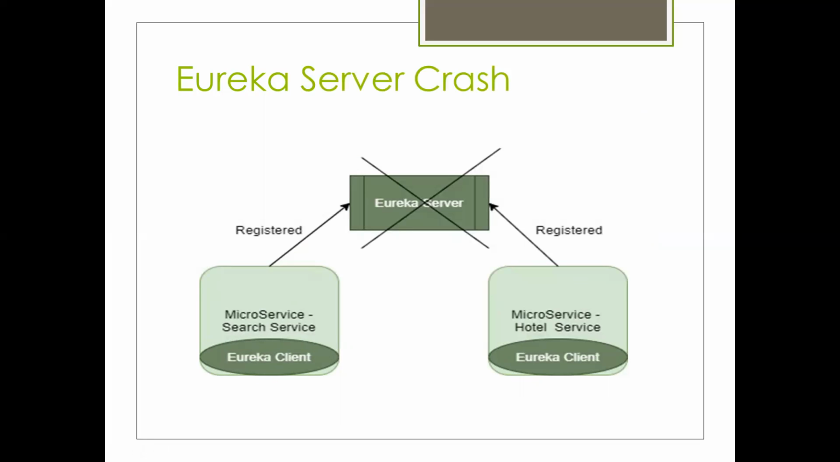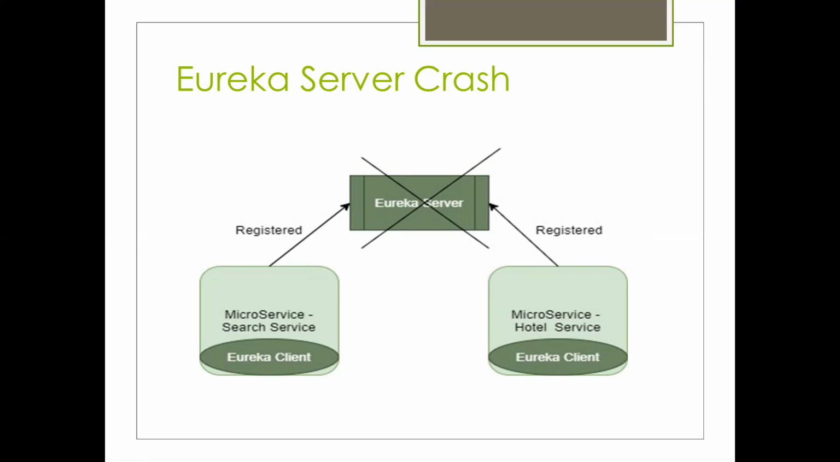Now, let's talk about crashing of Eureka server. What happens when Eureka server crashes? Is it possible for my web application or my microservices to still interact with other microservices? Yes, it is possible because all the Eureka clients have the registry in their local cache. So it can look into the local cache registry, find out another instance and can connect to it.